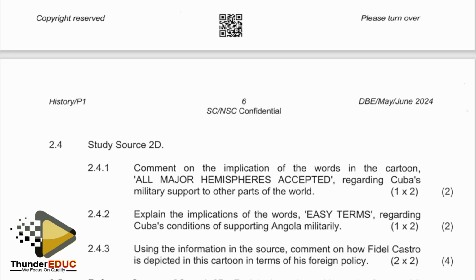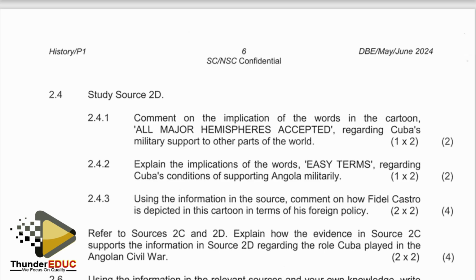The implication here is that Cuba was prepared to support whoever wanted support from them, whether it's communism or capitalism. All major hemispheres are accepted into that shop. There is no discrimination, which means whoever wanted assistance was going to get assistance from whichever hemisphere, the north or the south, the communist world or the capitalistic world. Because remember, the world was divided into those two major hemispheres, the capitalistic world and the communist world. So if it's saying all major hemispheres accepted, it means Cuba was prepared to offer support to whoever was willing to be assisted.